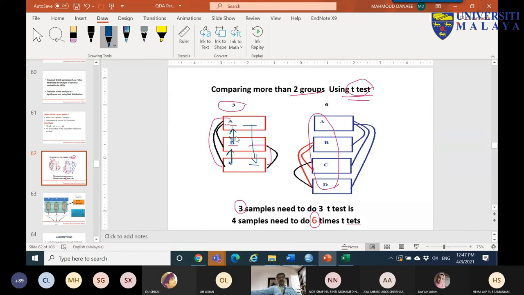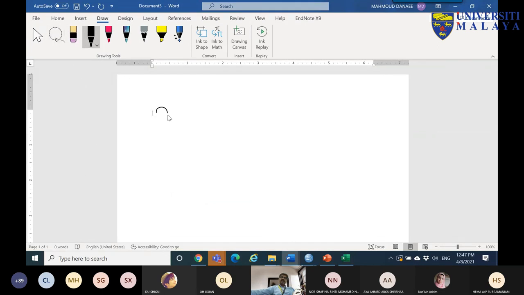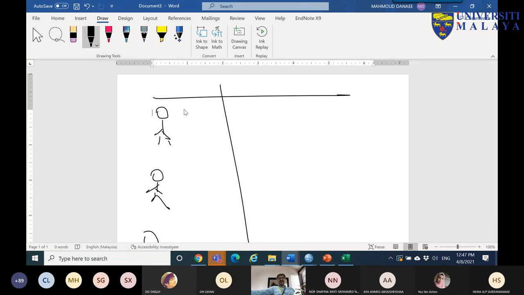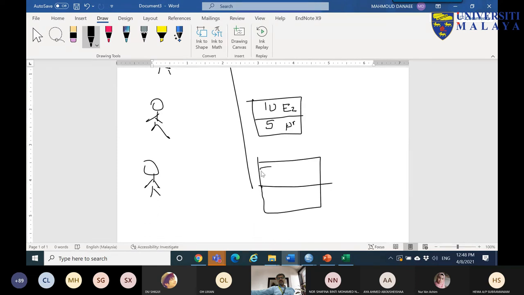Let me give you a very simple example. Suppose that I have three students. And then at the end of the semester, I want to do a stat exam, right? For these students, I give 10 questions at the easy level. To these students, I give two-part questions: 10 questions easy and 5 practical questions. And to the last poor student, I give 50 questions at a very difficult level, and also 10 practical questions.